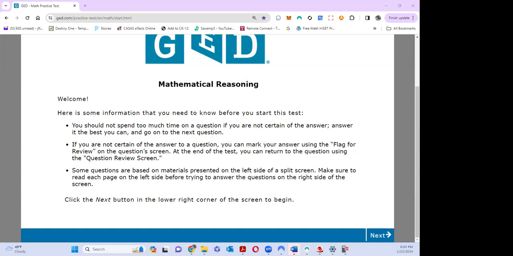Say for example, it's like find the area of a square, right? But it'll give me the perimeter of the square, but then it'll be like find the area. And so it's like okay.